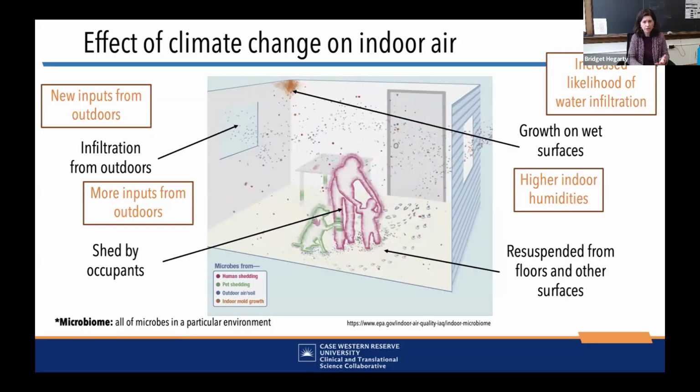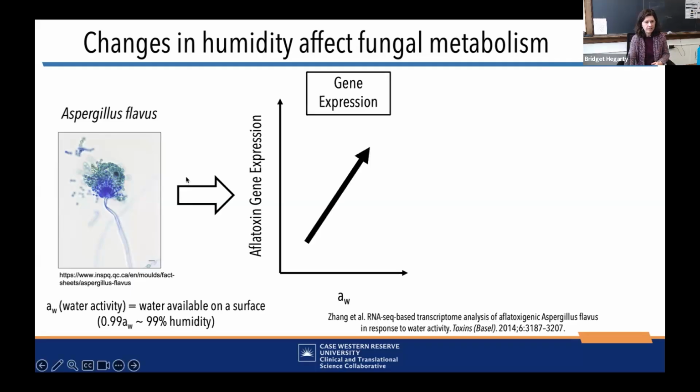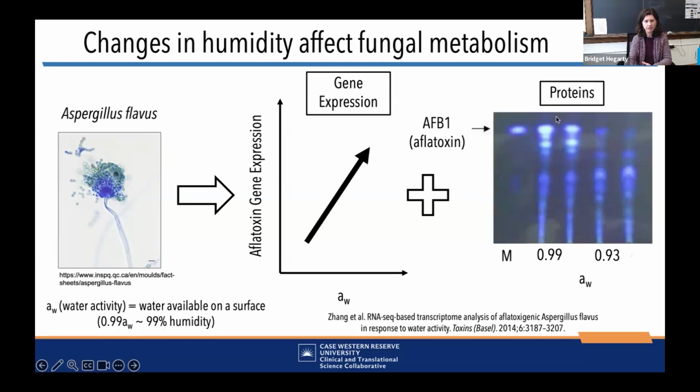And another important consideration, besides just more fungal growth, is whether changes in humidity might be changing what fungi are doing. If we take an example from some pure culture work where some researchers grew Aspergillus flavus under different humidities, or here we'll call it water activities, they found that for aflatoxin, which is a very dangerous compound, the gene expression increases and also the production of aflatoxin at higher water activities increased compared to lower water activities.